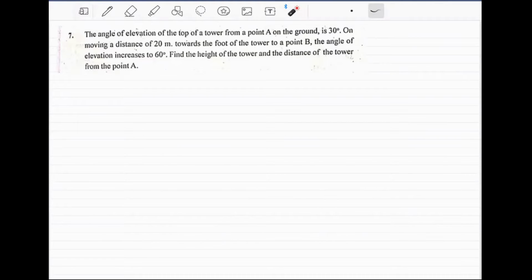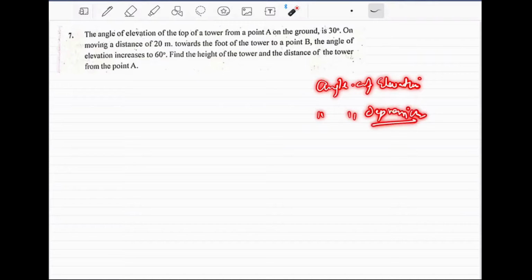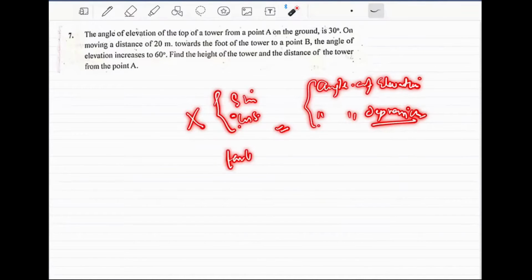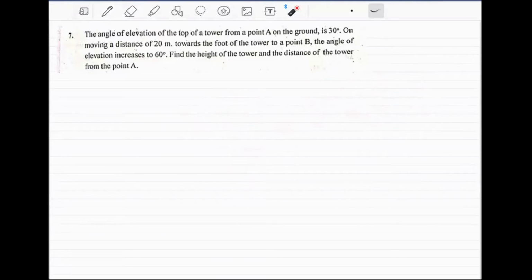And one more thing that I have told you all that we will always need to keep in mind is, when you have questions for angle of elevation and angle of depression, we are not going to use sine and cos. These two trigonometry ratios we are not going to use, but rather we are going to use tan theta. All right. So let's see question number 7.